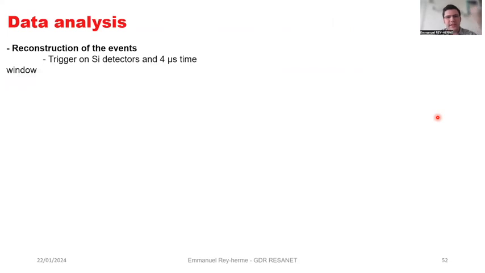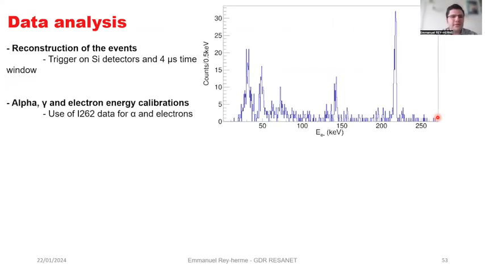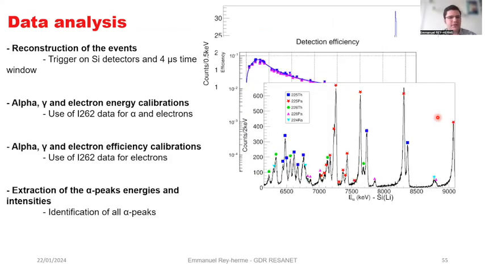So for the data analysis, we have first a step of reconstruction of the events, energy calibrations, efficiency calibrations, then extraction of the alpha peaks, energies and intensities. For that, we need first to properly identify all the peaks. You have here the example of the energy spectrum measured in the CD. This is the energy measured in the CD, the number of counts, and each peak signals an alpha ray.